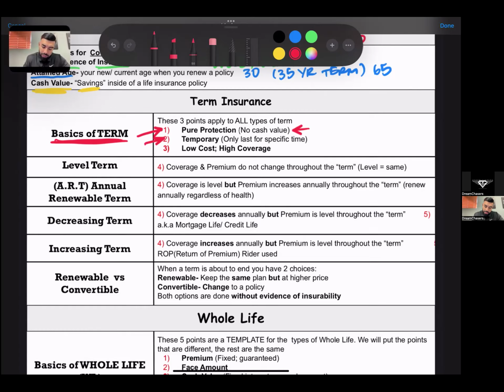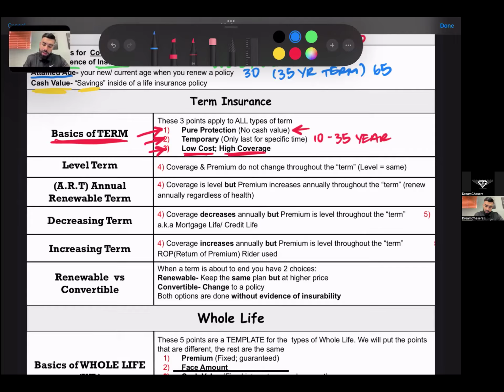The second point is it is temporary coverage. So you're only going to have it for a temporary amount of time, right? A term. So it can be anywhere from 10 to a 35-year term that coverage will be for. And the third is that out of all the different types of life insurance policies, term insurance is going to be the cheapest, right? So the lowest cost, but it's going to give you the highest amount of coverage. So lowest cost, highest coverage that you can attain.